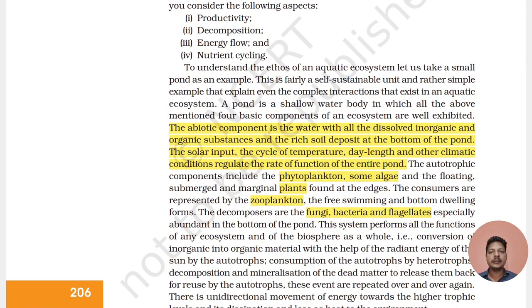The abiotic component is the water with all the dissolved inorganic and organic substances and the rich soil deposit at the bottom of the pond. That's why pond is taken as an important ecosystem.